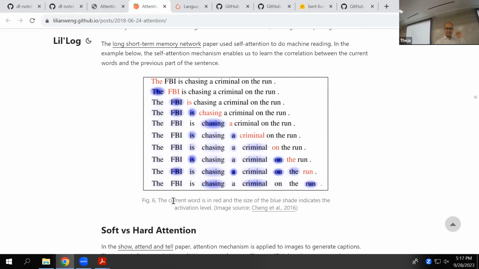this figure is saying the current word is in red, and the size of the blue shade indicates the activation level. So basically, for chasing, maybe FBI and is relevant. For criminal, is chasing, maybe A is relevant, and so on. So you could have word-specific places to attend to. Okay.